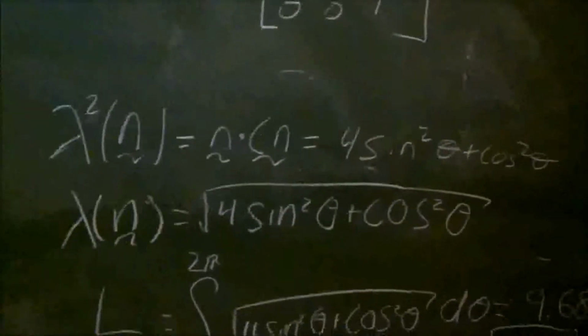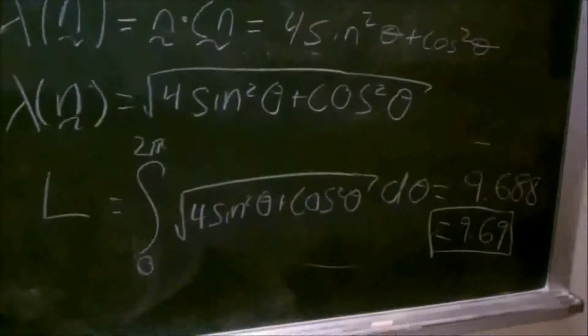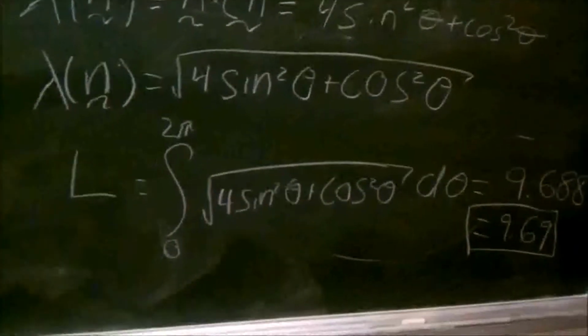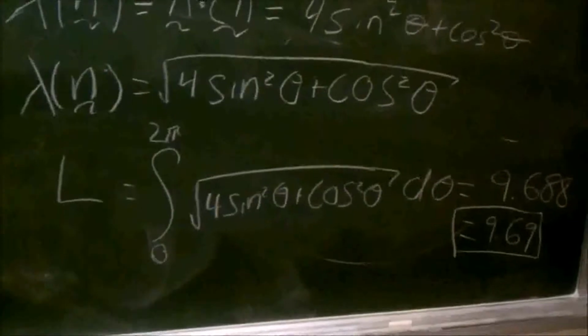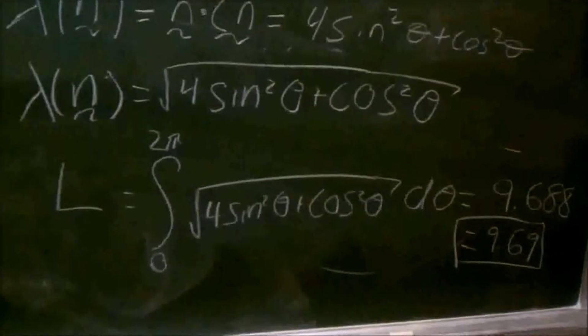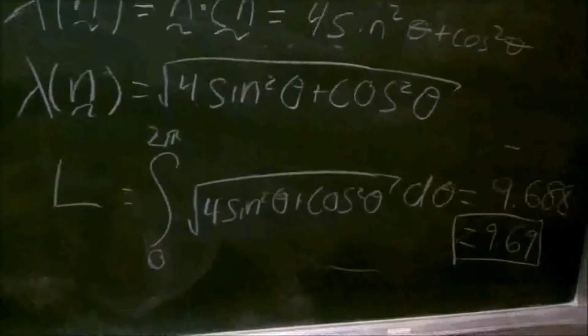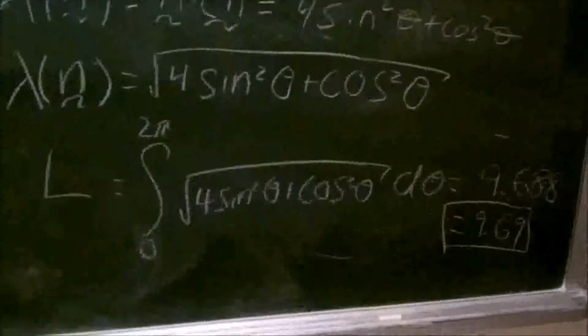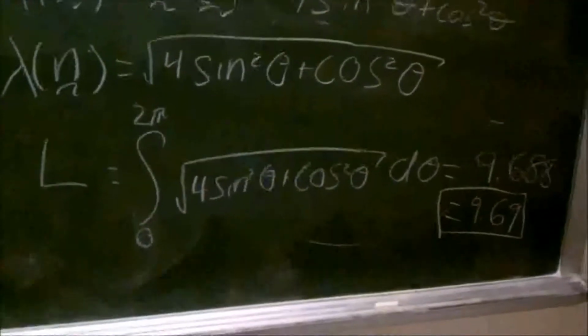To find the length, we want to integrate that stretch that we just found from 0 to 2 pi, which is the original length. So we have L equals the integral from 0 to 2 pi of root 4 sine squared theta plus cosine squared theta d theta. When you do that integration, you come up with 9.688. So we have an answer of 9.69.